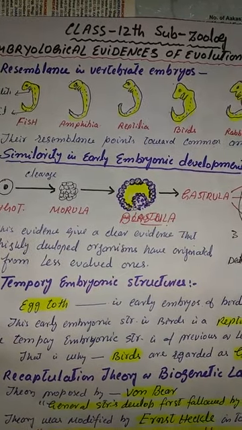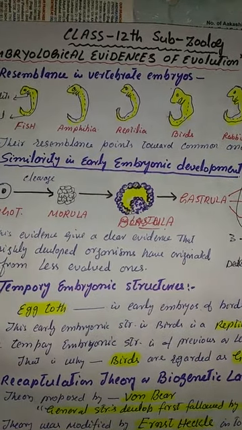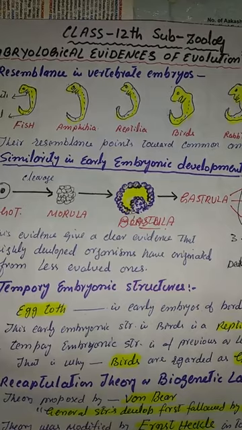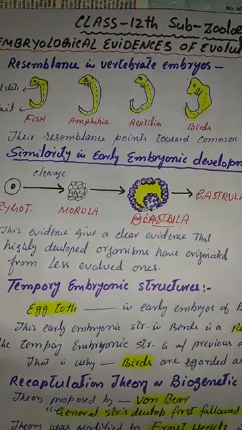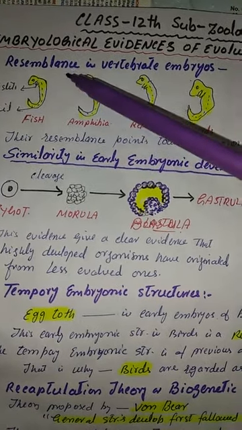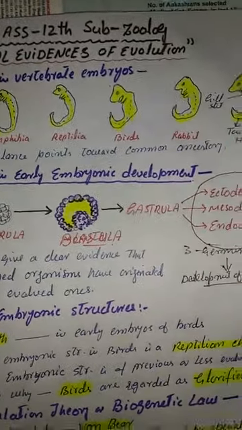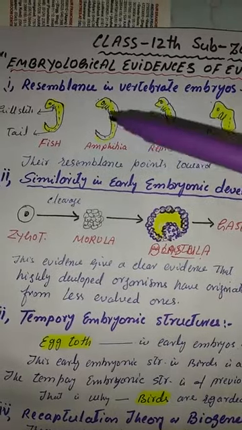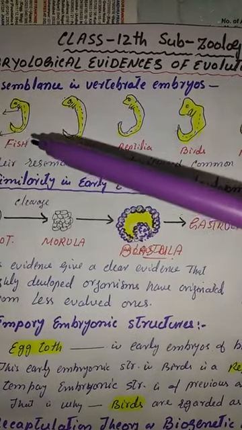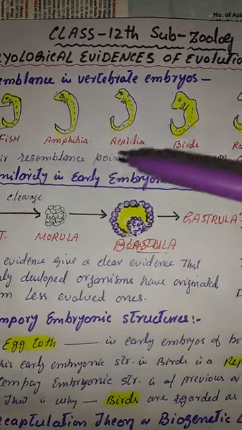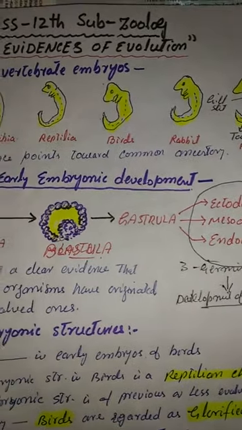There are various evidences of evolution. Some of the important embryological evidences of evolution are: number one, the resemblance in vertebrate embryo. As you can see in this sketch, there are the embryos of various vertebrate animals, of fish, amphibia, reptilia, birds, rabbit, and the embryo of human beings.